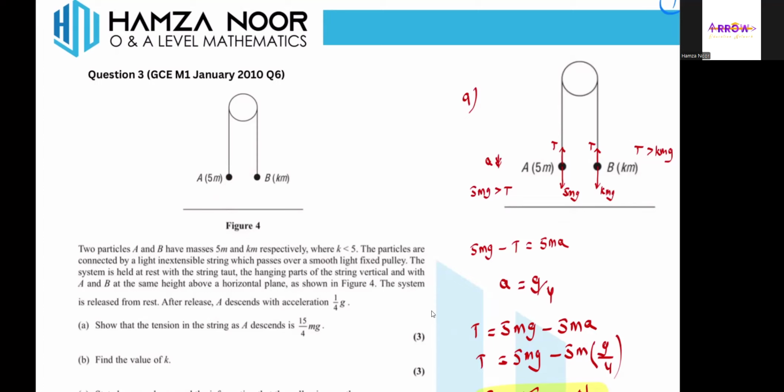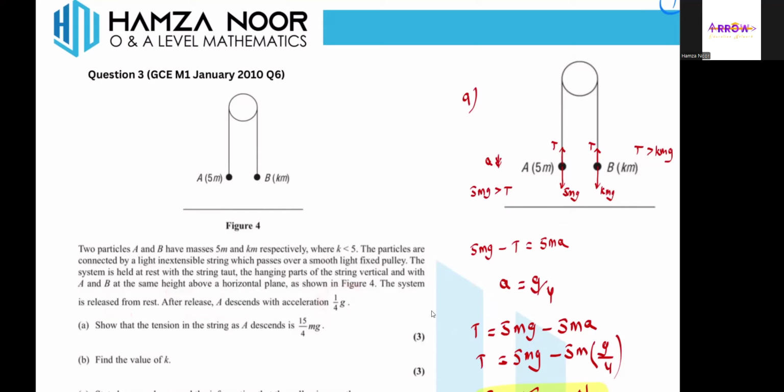The particles are connected by a light inextensible string which passes over a smooth light fixed pulley, and the system is held at rest with the string taut, the hanging parts of the string vertical, and with A and B at the same height above a horizontal plane, as you can see in figure 4. The system is released from rest. After release, A descends with acceleration g over 4.